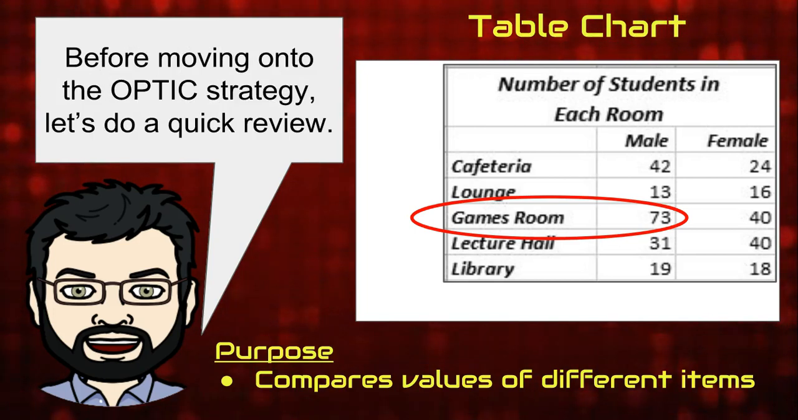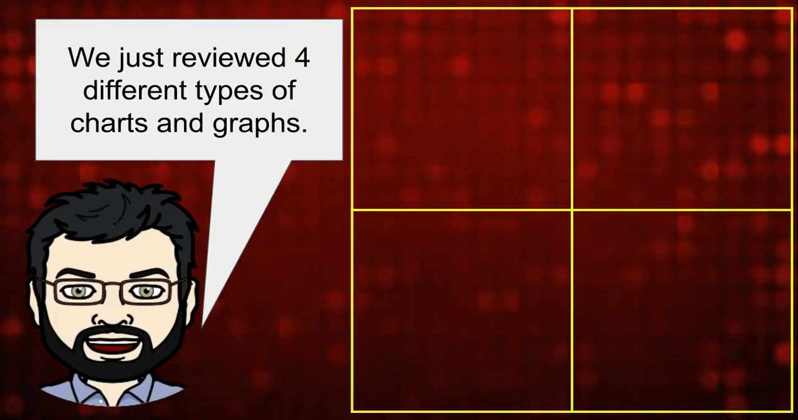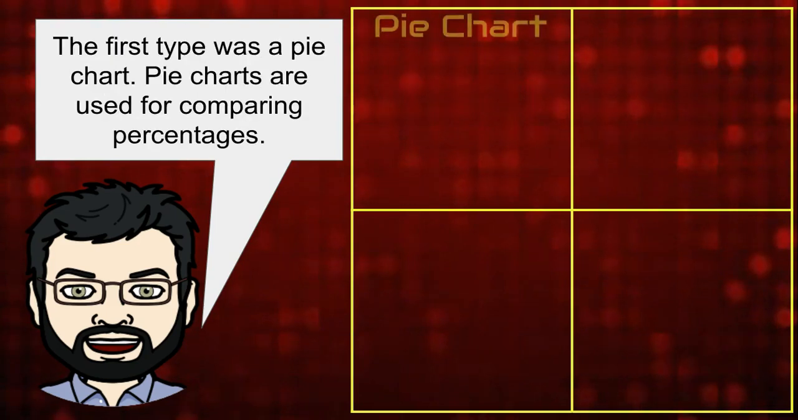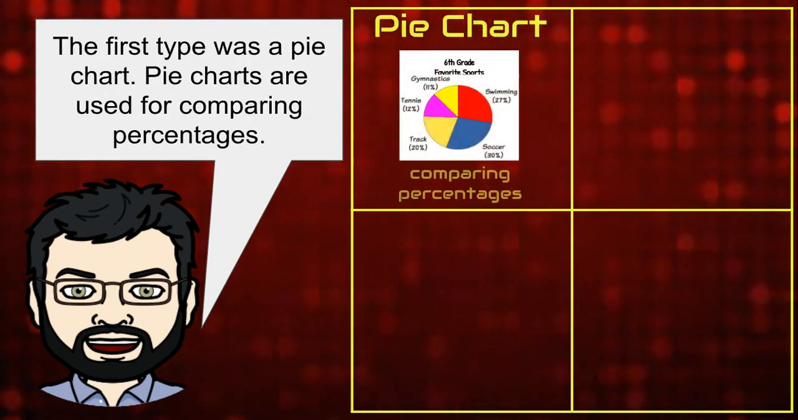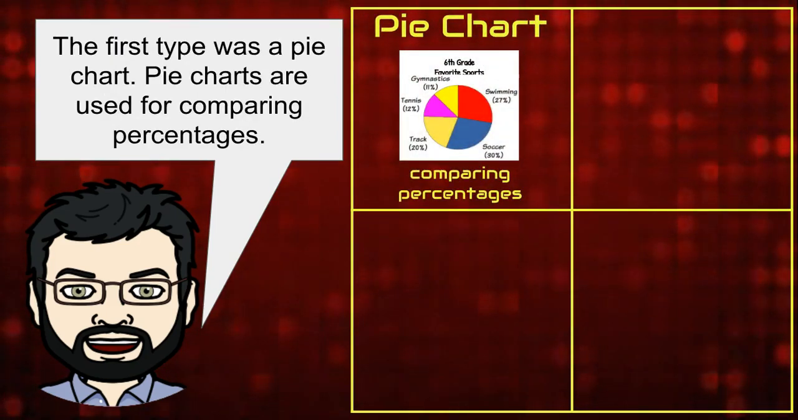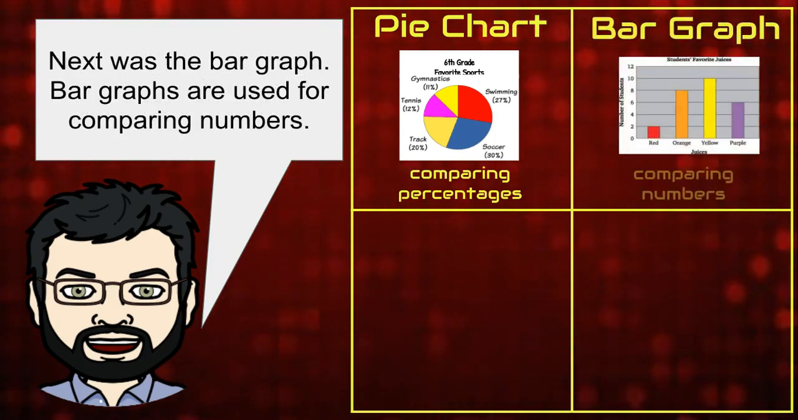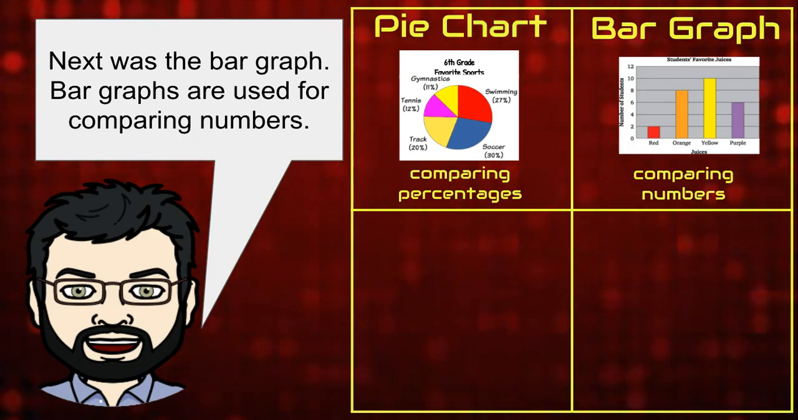Before moving on to the OPTIC strategy, let's do a quick review. We just reviewed 4 different types of charts and graphs. The first type was a pie chart. Pie charts are used for comparing percentages. Next was the bar graph. Bar graphs are used for comparing numbers.